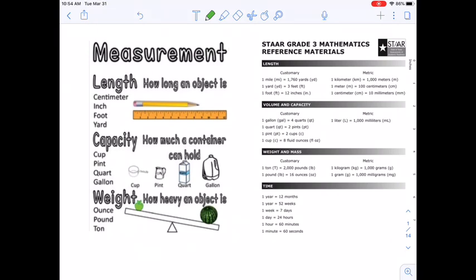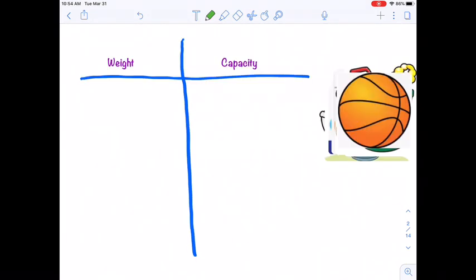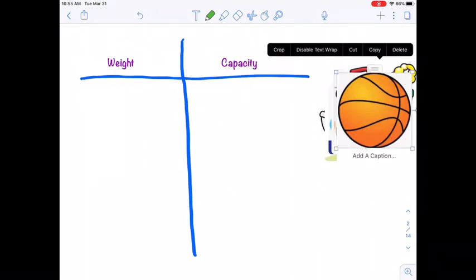Or we could be talking about its weight or mass, so how heavy is an object. Time is also part of our measurement unit, but we'll look at that next week. This week we're going to focus on volume and capacity and weight and mass. So let's get started.